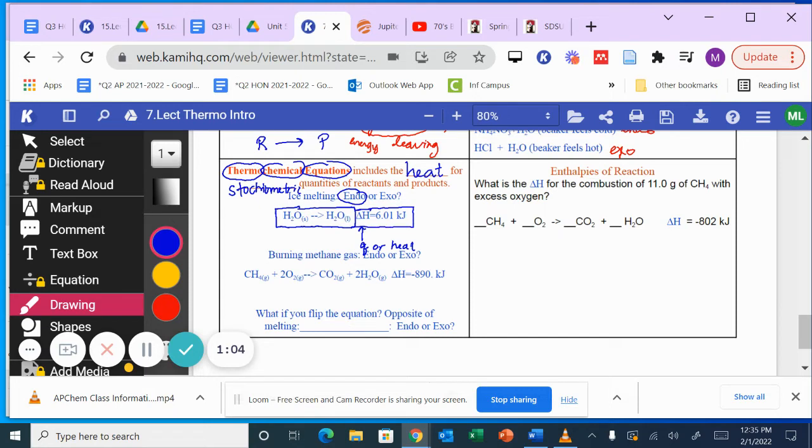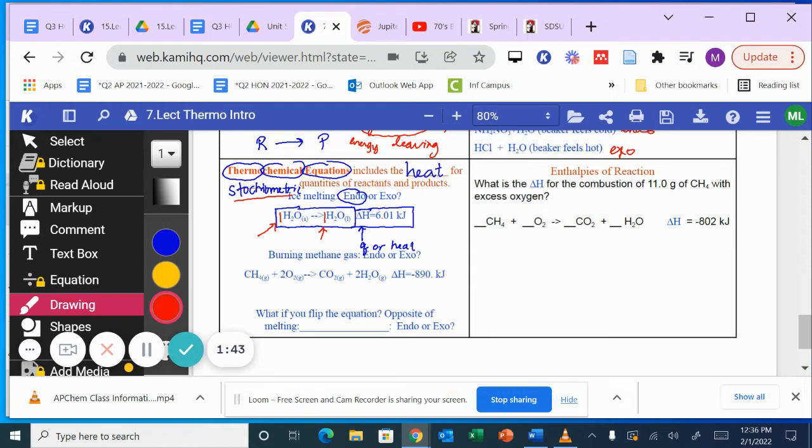What this means is that if you had 1 mole of ice turning into 1 mole of liquid water, you're going to need 6.01 kilojoules. If you have 2 moles of ice, you're going to need double the amount. 3 moles of ice will need triple the amount. So this is a thermochemical equation because it follows the mole, or the stoichiometric quantities, the amount that you have.